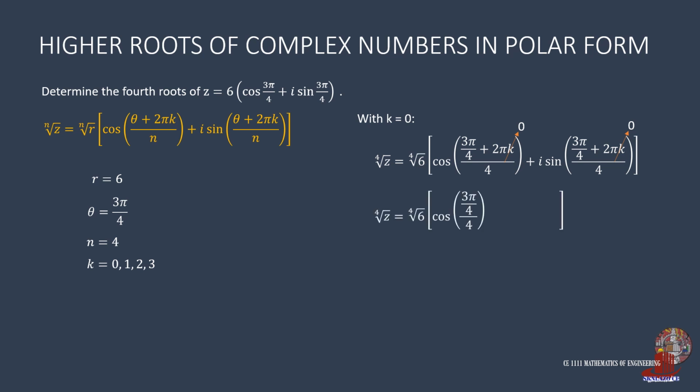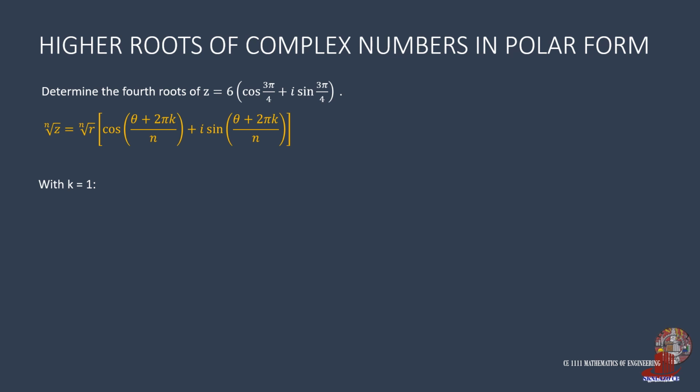So the reduced form is the fourth root of 6 times cosine of (3 pi over 4) over 4 plus i sine of the same resulting argument. Then the first pair of roots come from the fourth root of 6 times cosine of 3 pi over 16 plus i sine of 3 pi over 16. Or in decimals, we take positive and negative 1.57 times cosine of 3 pi over 16 plus i sine of 3 pi over 16.